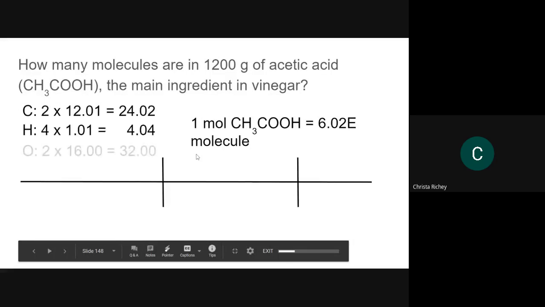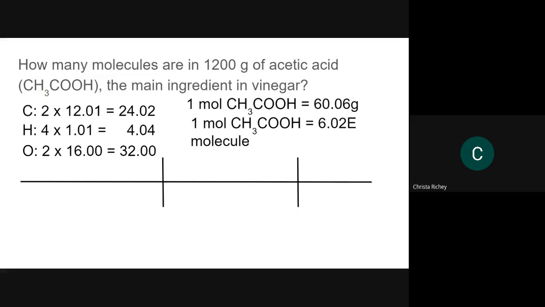Okay, so I had to calculate the molar mass of the vinegar first. 2 carbons, each is 12.01. 4 hydrogens, each of which is 1.01. 2 oxygens, each of which is 16. And I add them all together. I get the fact that 1 mole of the vinegar is 60.06 grams. And then I realized this is how many molecules, and I've only calculated it to moles. Still doing the correct first step. I just didn't do the second step.